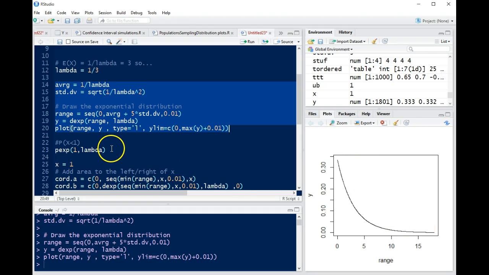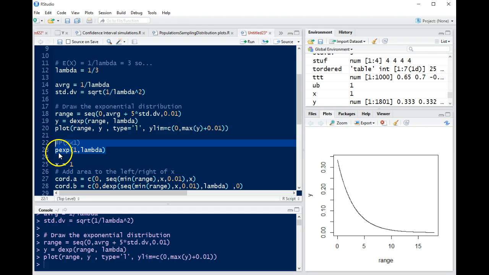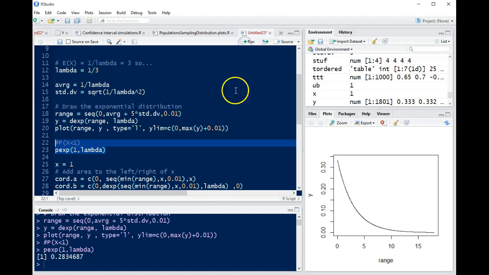So now if we want to find the likelihood that our random variable is less than 1, then we can use this code, pexp. This is always going to give me the probability that falls below the value that I'm defining. And I've put in my lambda, so that's 1 over 3. I could even put 1 over 3 in here, but I've already defined lambda, so I'm just going to write it as lambda. I'm going to run this section, and I get that the probability is 0.2834687.